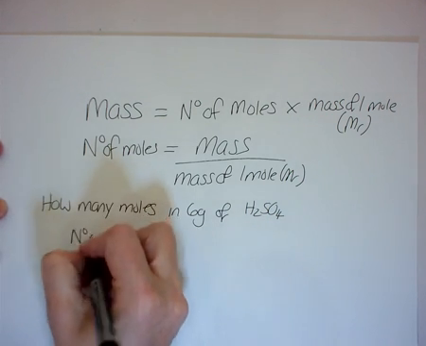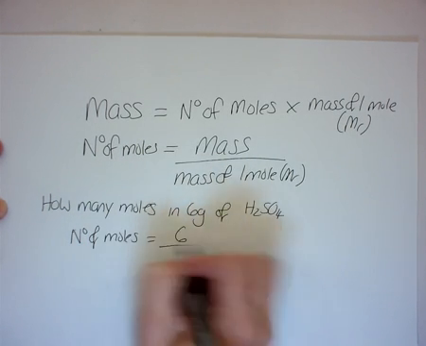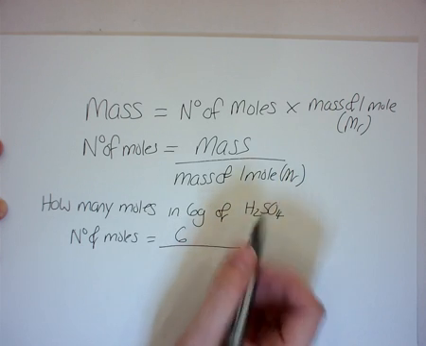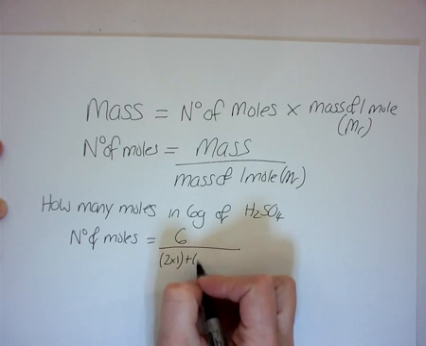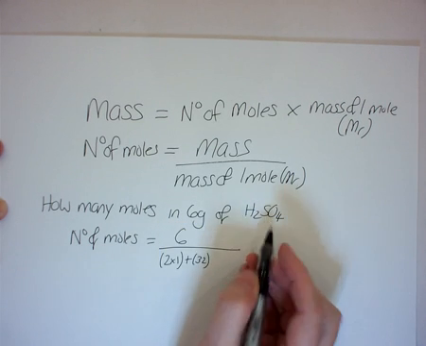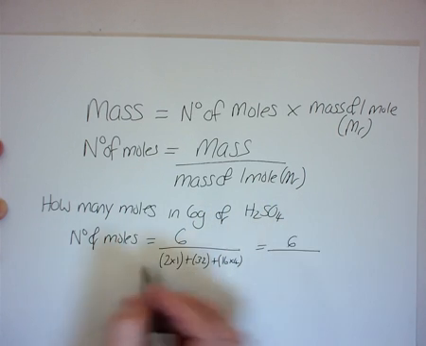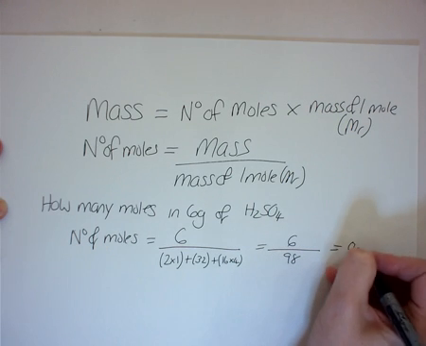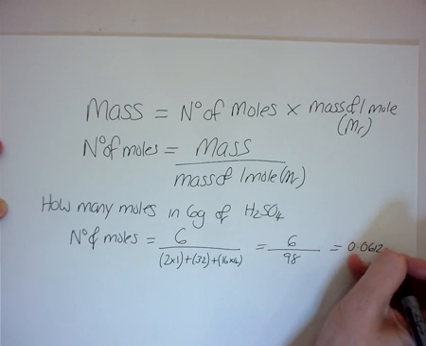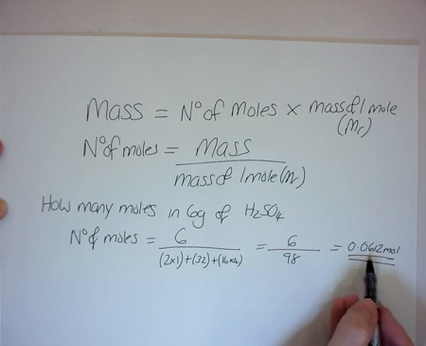So, number of moles is equal to the mass, 6, divided by the mass of 1 mole, or the Mr, so 2 times 1, plus sulfur, if we look at the periodic table, is 32, plus my 4 oxygens. So if I calculate this, that actually equals 98. I get an answer of 0.0612. Use the shortened units of mol, and you can see that I've given my answer to 3 significant figures.